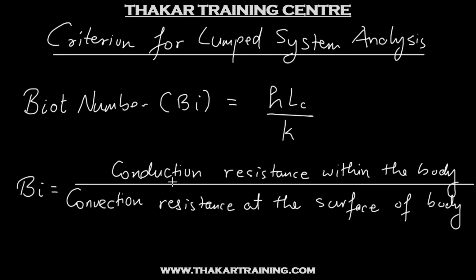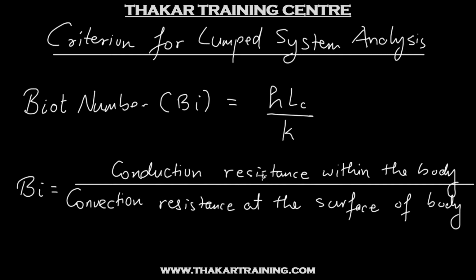So we have the Biot number, which is the ratio of conduction resistance within the body to convection resistance at the surface of the body. So we want the Biot number to be as small as possible, which would mean that the conduction resistance should be much smaller as compared to the convection resistance.